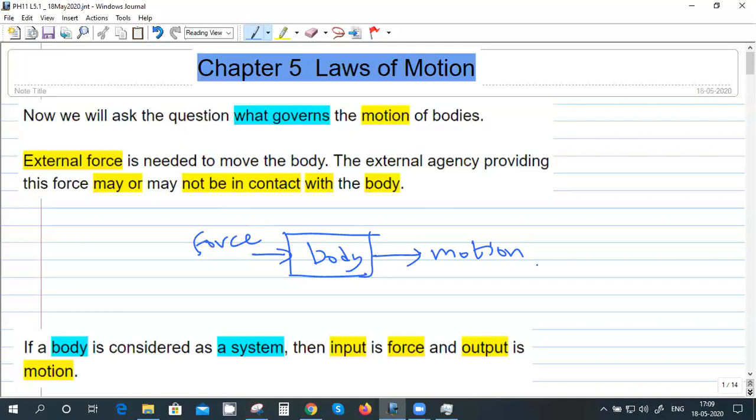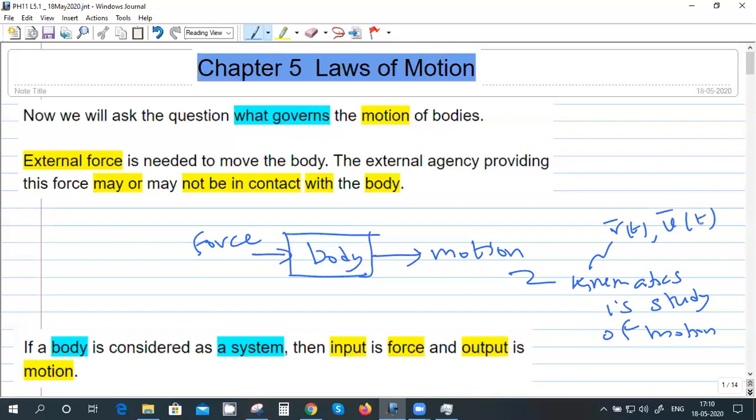Okay. So kinematics is the study of motion. There is the output part, and studying motion means we have to find the position as a function of time, velocity, like that. And what is producing this motion is force. So now we'll concentrate on the input side. What is producing this force, and how does the body respond to this force? In the previous chapter we just studied kinematics.